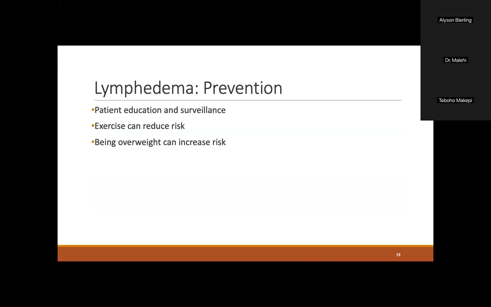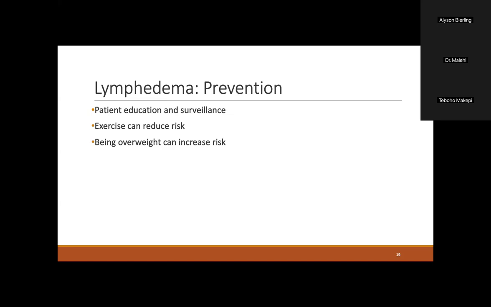So we really want to do what we can to prevent lymphedema. We can't always prevent it from occurring. But prevention, patient education and surveillance is really important. So patients, after they complete surgery, should be aware of the potential of lymphedema and should know the signs and symptoms so that as soon as they notice the development of lymphedema, they come back to clinic so that we can appropriately manage the lymphedema so it does not progress any further.